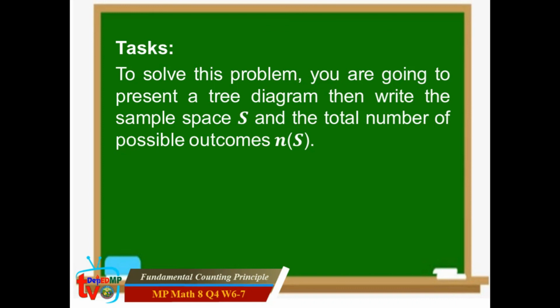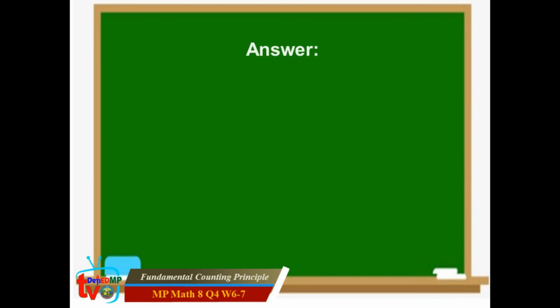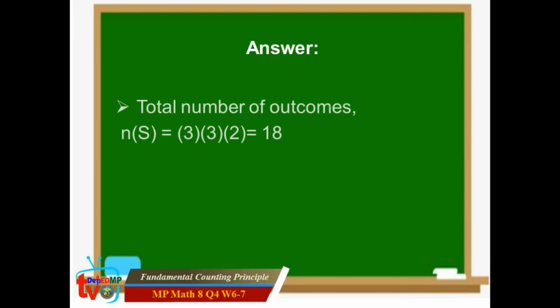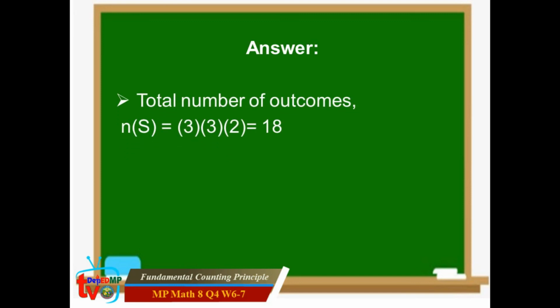Your task is to solve this problem. You're going to present a tree diagram, then write the sample space and the total number of possible outcomes. We have here the answer. Your tree diagram may be presented in different ways, but the total number of outcomes is 18.